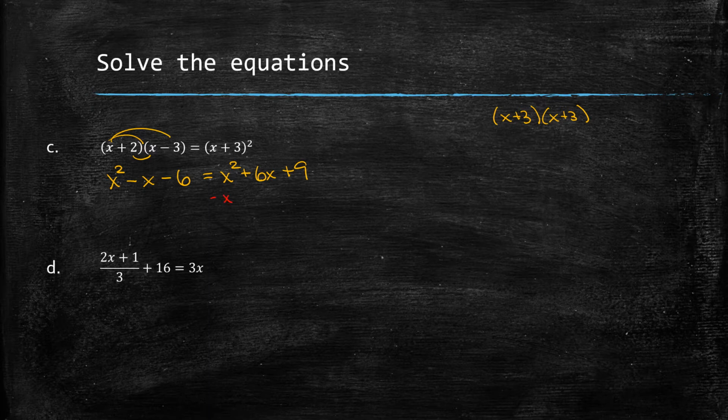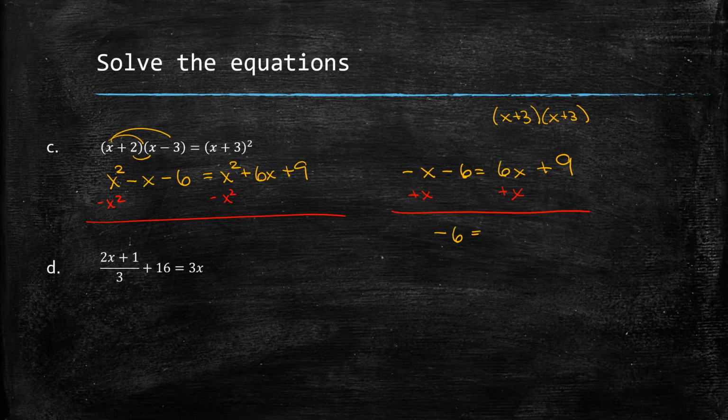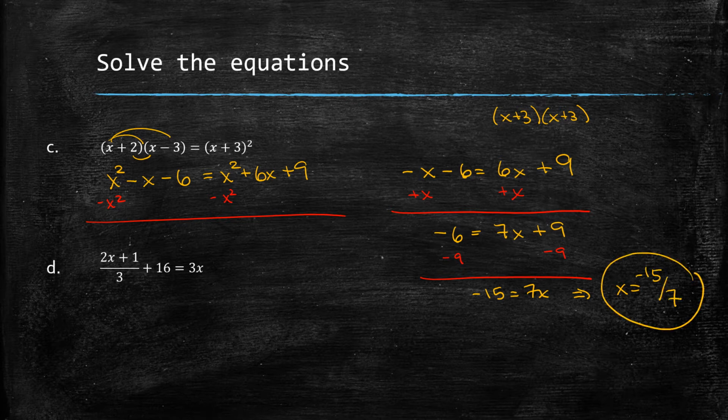Okay, so you'll notice that the x squareds cancel, which is why we still have a linear equation. So I have negative x minus 6 is equal to 6x plus 9. I'm going to add an x to both sides of the equation. So I have negative 6 is equal to 7x plus 9. Subtract 9 from both sides. So we have negative 15 is equal to 7x, which means x is equal to negative 15 over 7.